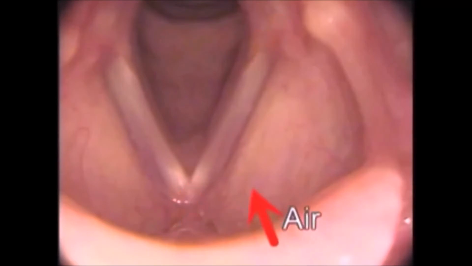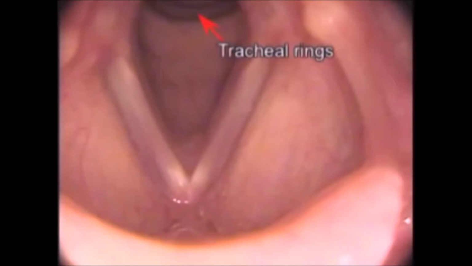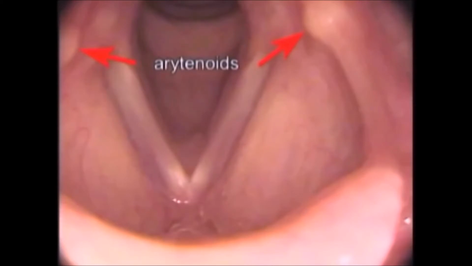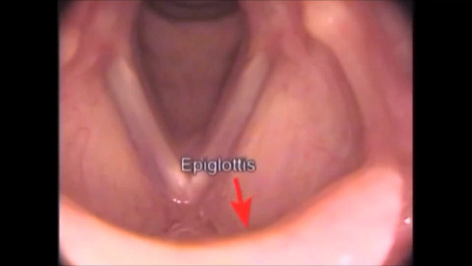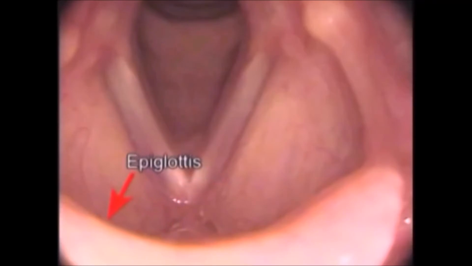In this view, the vocal cords are apart so that air can go in and out of the lungs, and we can see the first two rings of the trachea. In the back are two bumps, and these are the joints that open and close the vocal cord. They're sometimes mistaken for nodules in people who've never seen the voice box before. At the bottom of the picture is the epiglottis. It's basically a soft piece of cartilage, much like your ear, that flips down and covers up the voice box when you swallow.